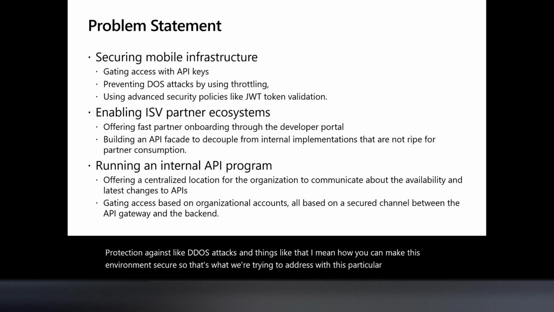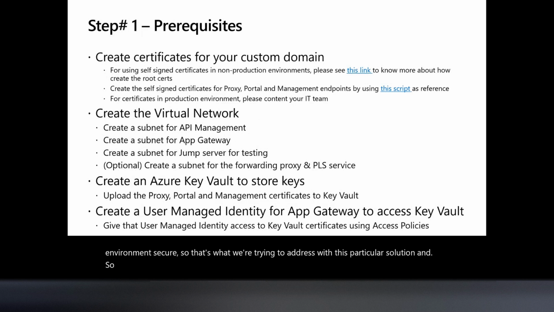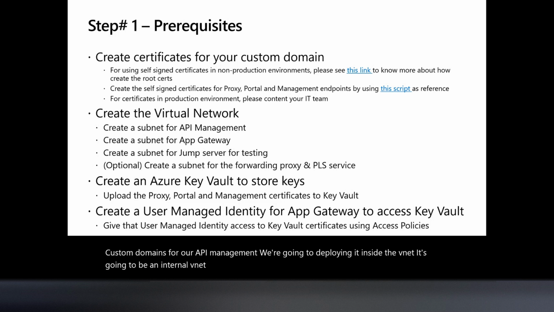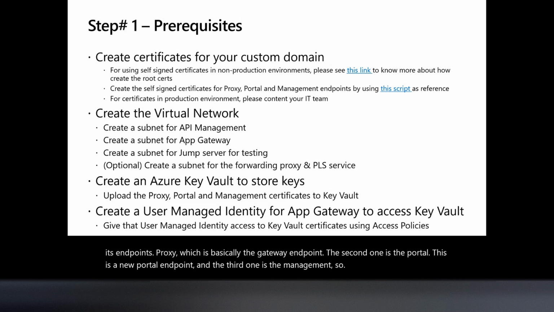And so moving forward, the first thing is we are going to be using custom domains for our API management. We are going to be deploying it inside the VNet. It's going to be an internal VNet instance, and we're going to be using custom domains for three of its endpoints. Proxy, which is basically the gateway endpoint. The second one is the portal. This is the new portal endpoint. And the third one is the management. So these are the three endpoints.